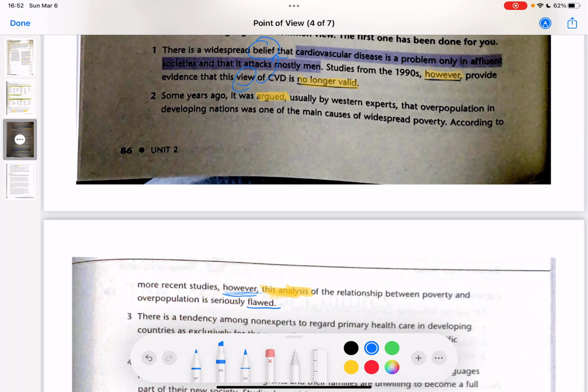So then that means that the common view is what was argued. And what they argued was overpopulation in developing nations was one of the main causes of widespread poverty. So that's our common view. So however is the contrast marker, flawed is the assessment marker, and overpopulation in developing nations was one of the main causes of widespread poverty. That is the common view.